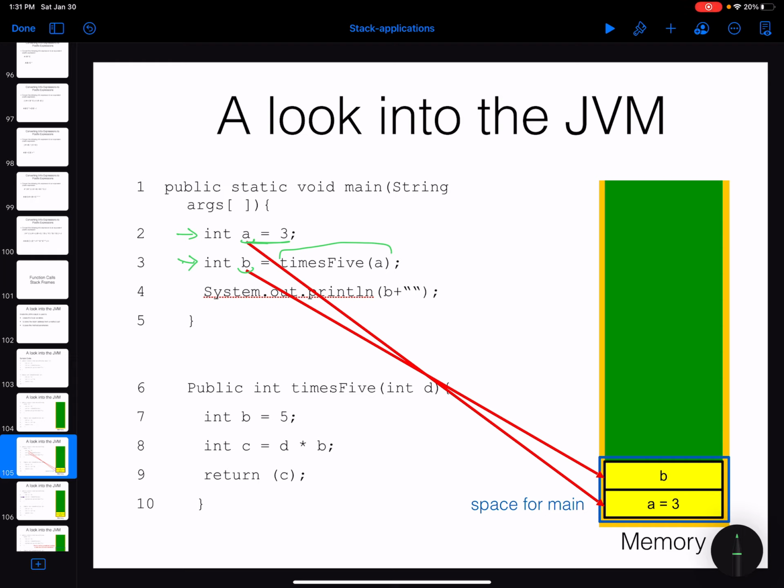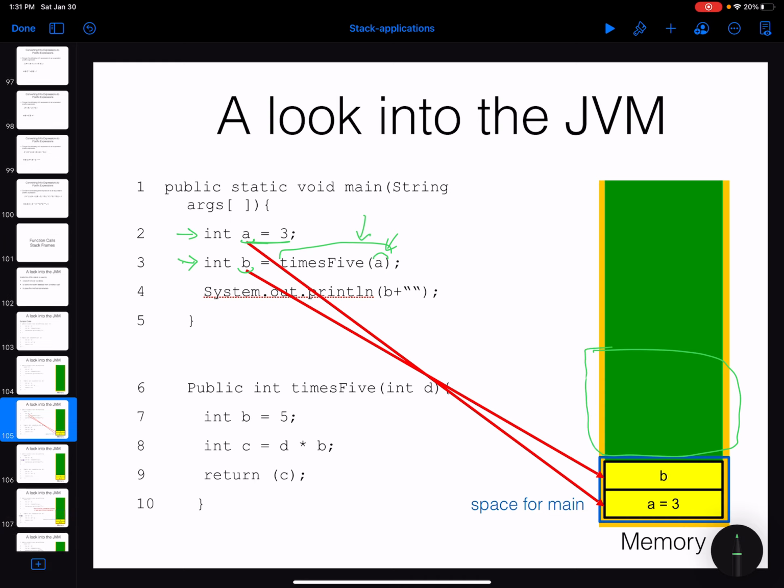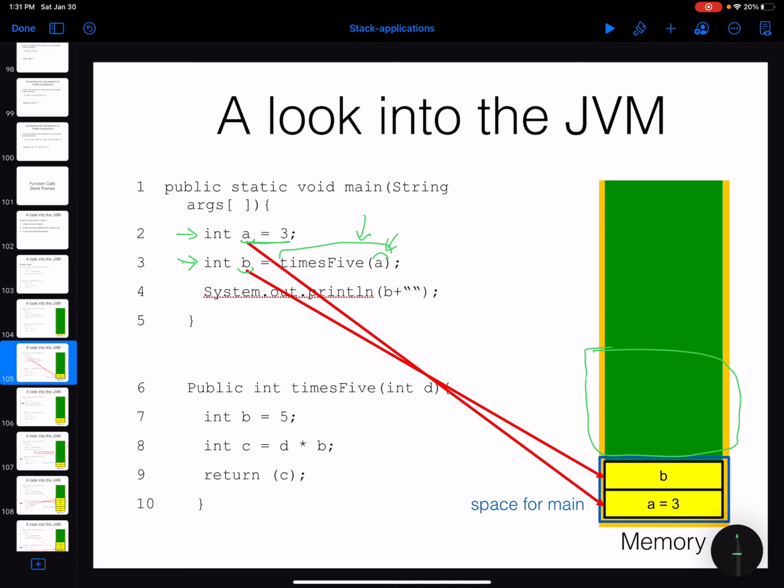So the computer needs to execute this function call. This function call involves passing a parameter as well. What does the computer do? Whenever it sees a function call, the computer will automatically create another stack frame on top of the previous one. So another stack frame will be created here.